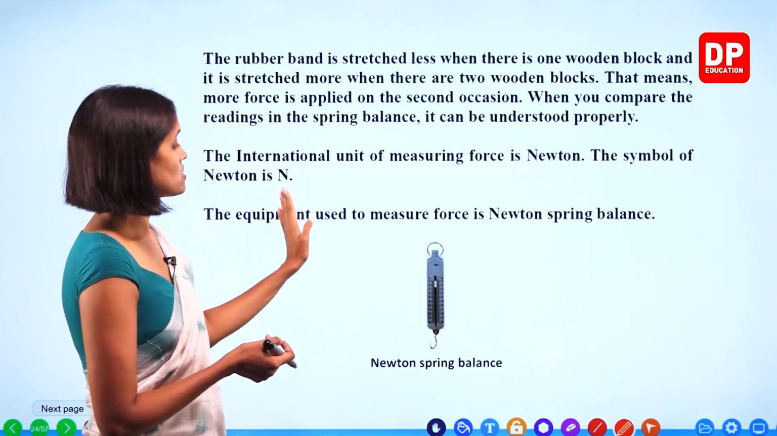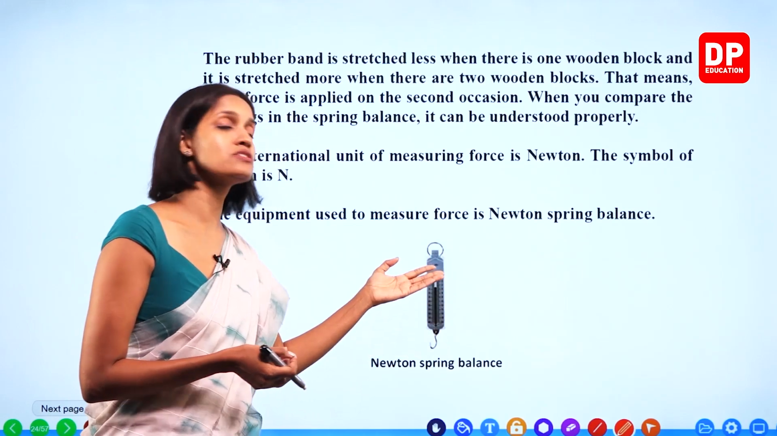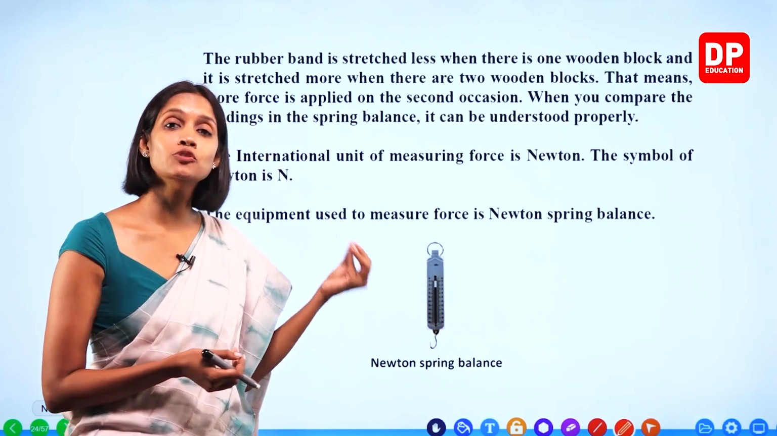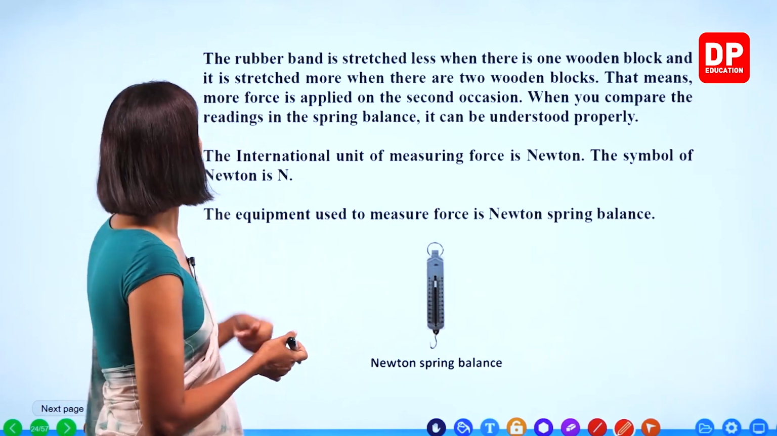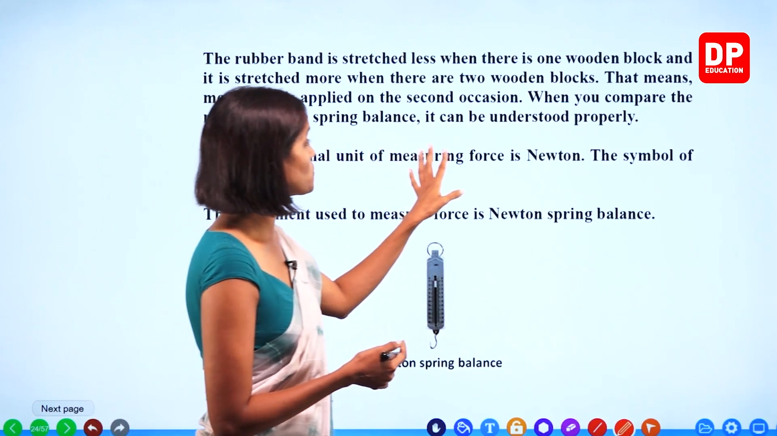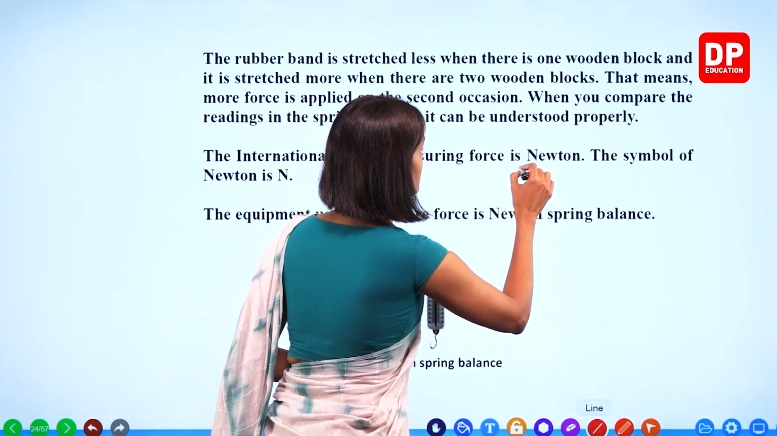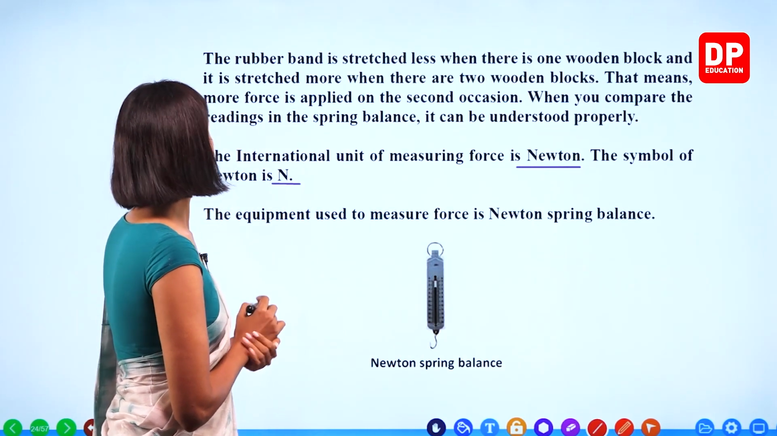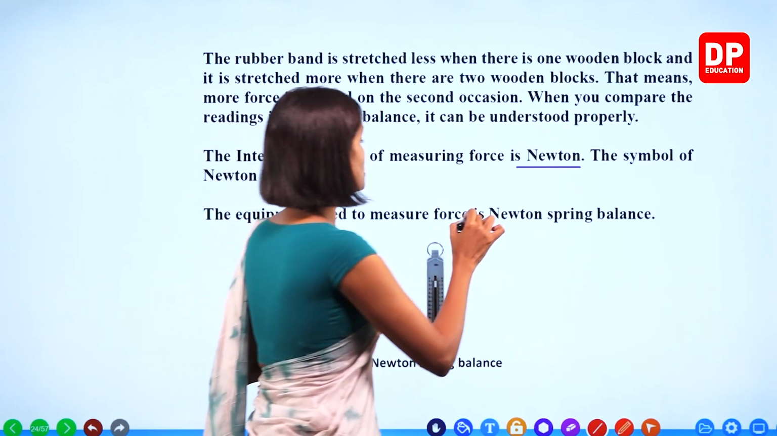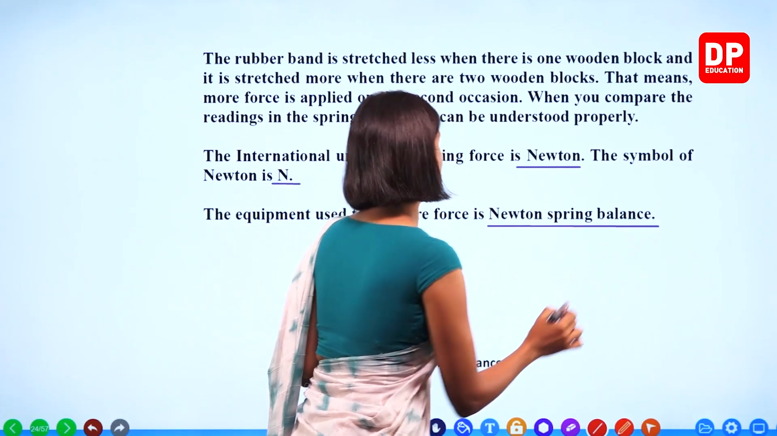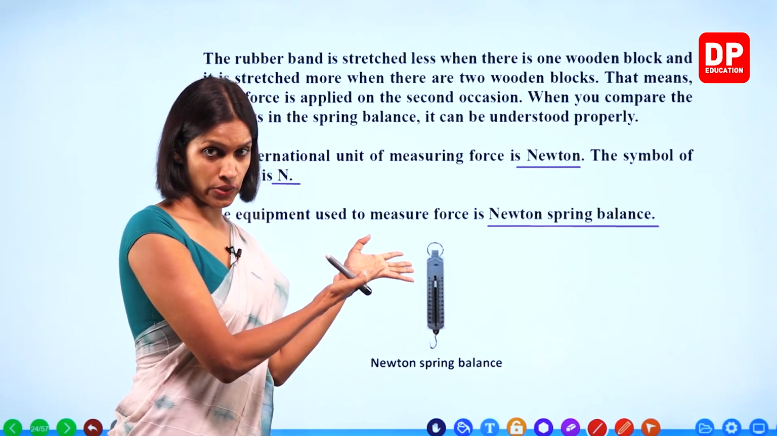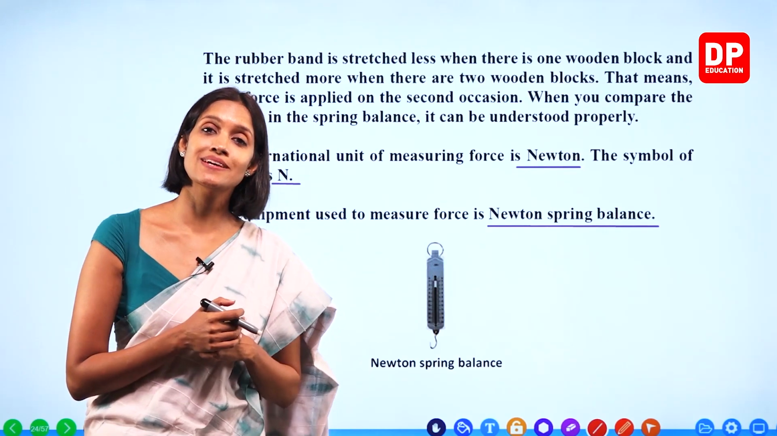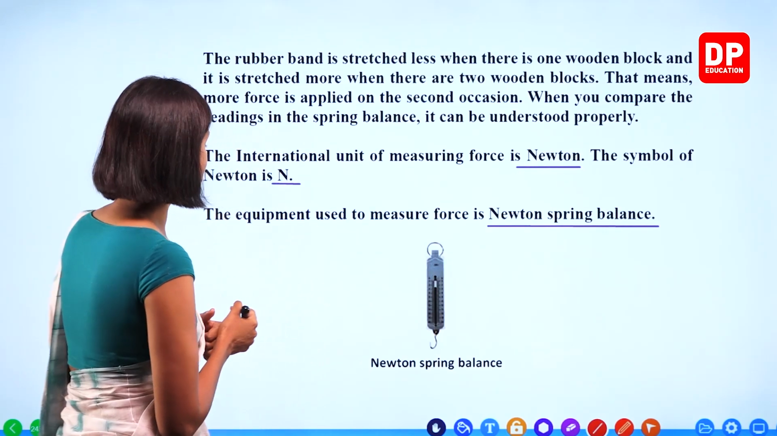Okay? So right, children, as I explained to you all, the Newton spring balance is used to measure force, right? As the unit, we can use Newton, okay? The international unit of measuring force is Newton. So what is the symbol? Capital N, right? The equipment used to measure force is the Newton spring balance. You also saw it during the activity. Right, children? This is the Newton spring balance. We'll move on to the next.